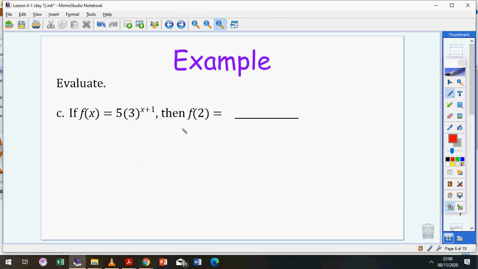Evaluate again for the value of the function when the input is 2. So when the input is 2, I'm going to substitute for x as 2 plus 1. This is multiplication. This is the same as 5 times 3 to the power 3, which is the same as 5 times 27. 5 times 27, 125, 165, I think. 165.